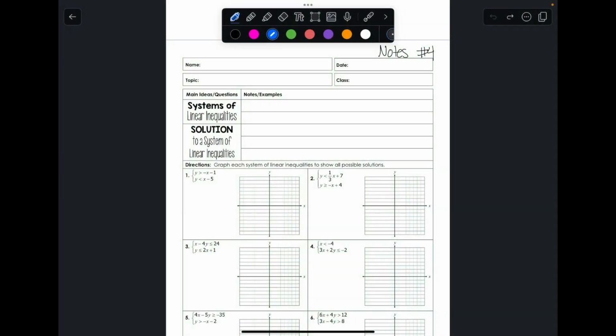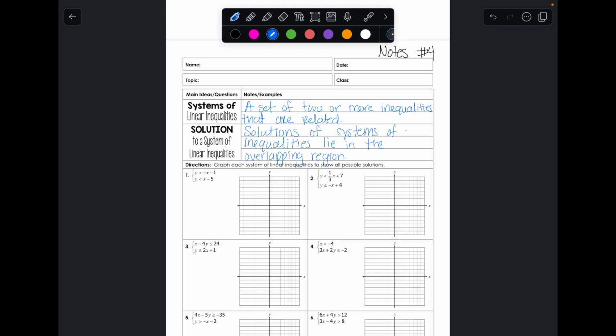Today we are going to talk about systems of linear inequalities. A system of linear inequalities is a set of two or more inequalities that are related in some way. Today we're going to specifically focus on two sets of inequalities that are in a system. And to know if we have a solution to a system with linear inequalities, we will look for the shaded region that they share. So solutions of systems of inequalities lie in the overlapping region.